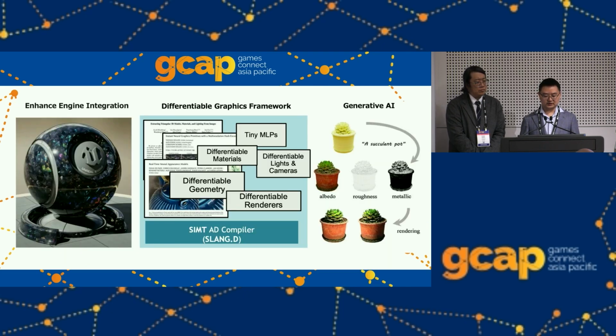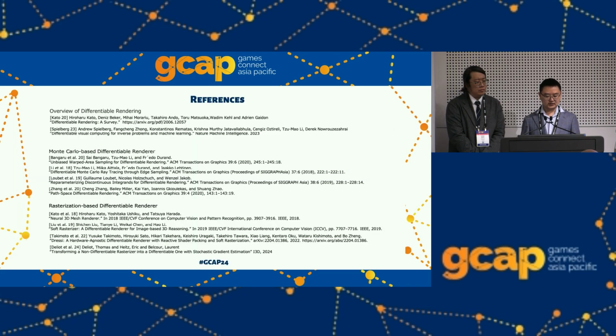Future prospects. Moving forward, we will focus more on the development of the following aspects. Number one, better engine integration, such as integrating the Strata material system. Number two, the development of a more comprehensive differentiable graphics framework. Number three, better applications in general AI. These are the reference materials we mentioned in the topic.